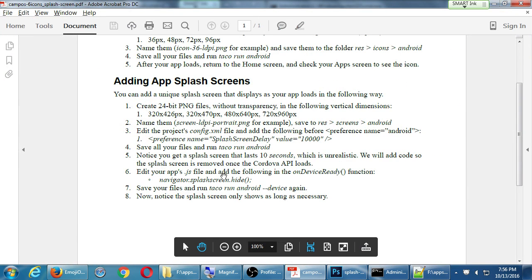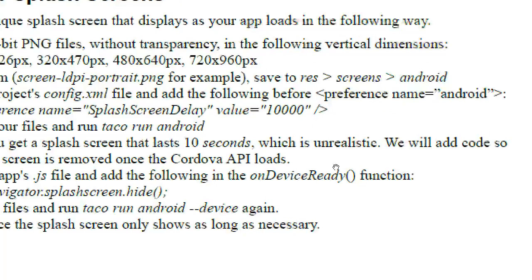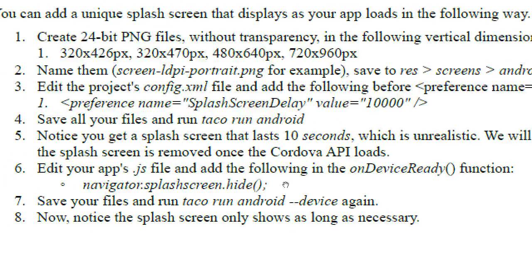Save and run. Notice you get a splash screen that lasts for 10 seconds, which is unrealistic. We will add code so the splash screen is removed once the Cordova APIs load. So once we have the on-device ready event, once that fires, hide the splash screen. Just like we've got on click, where we can click something to do something, we have the event of device ready, Cordova's ready to go.